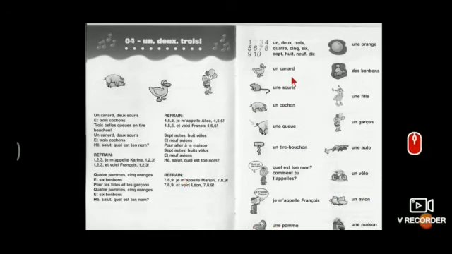Un canard. So seeing the animal, you can find out what animal it is. The image is given there. Un canard, une souris. Please repeat with me. Un canard, une souris, un cochon, une queue.